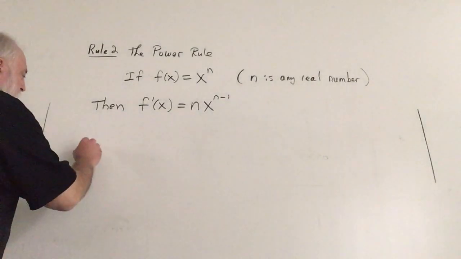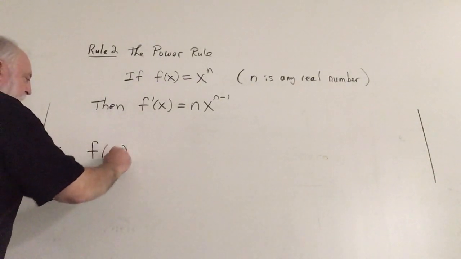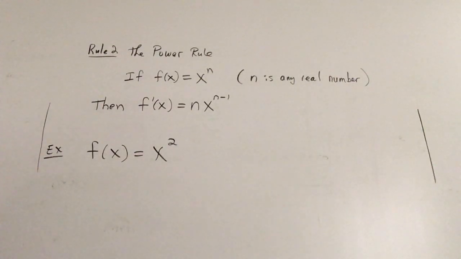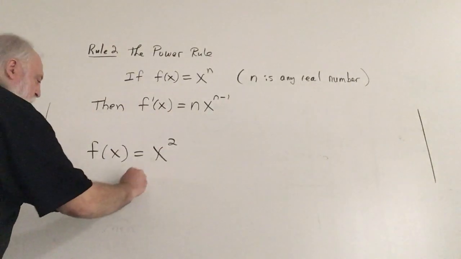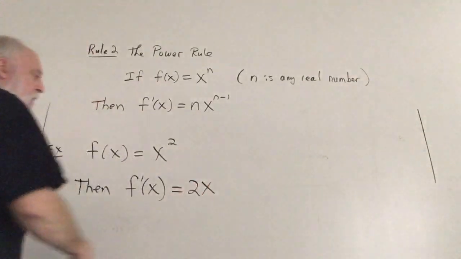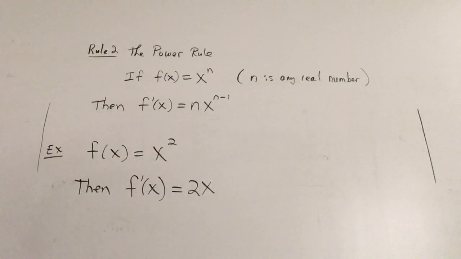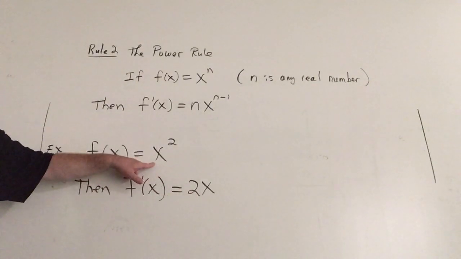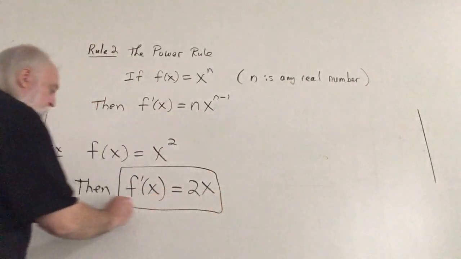So as an example, if I have f of x is equal to x squared, then the derivative of f of x, which we denote with f prime of x, is equal to 2x. I bring the 2 down in front of the x, and I subtract 1 from the exponent. So f prime of x tells us how steep the curve of x squared is for each value of x. So this is the answer.